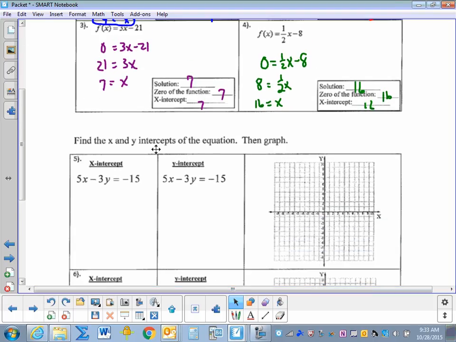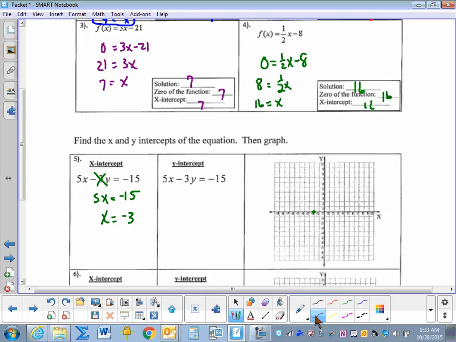So find the x and y intercepts of the equation, then graph. Well, what is x? The x-intercept is really find x when y is 0. So if y is 0, -3 times 0 is 0. We really just have 5x is equal to -15. So x is equal to -3. So the x-intercept is -3.